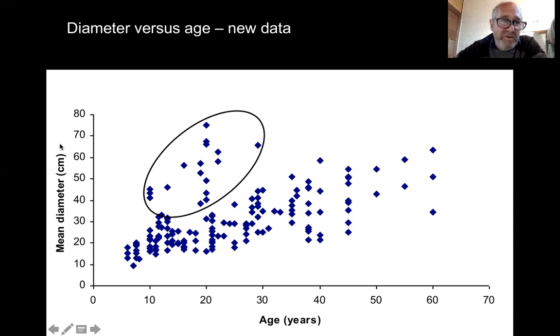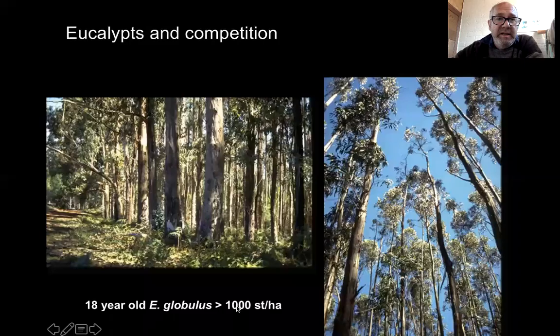This is my own forest, 65 centimetre diameter in 28 years. These are averages of groups of trees, and so we, not surprisingly, get some trees up to 80 centimetres or more as we're getting on this farm in 25 to 30 years.